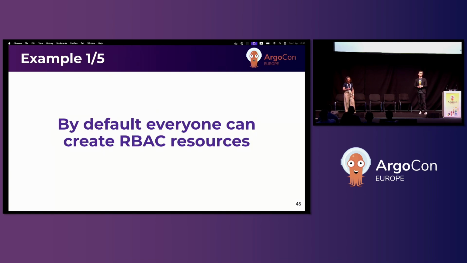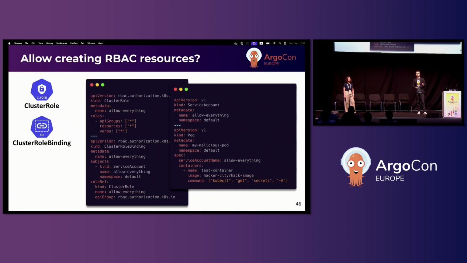Let's take the first one here. So in your organization, think about this. If you went with a default configuration, that also means that everyone can create RBAC resources. So if one of your developers decides to create a cluster role and a cluster role binding next to their deployment and config map and so on, they can essentially give themselves or one of their containers access to the entire cluster. That means they can run whatever kubectl command they want from inside the cluster without any restrictions.